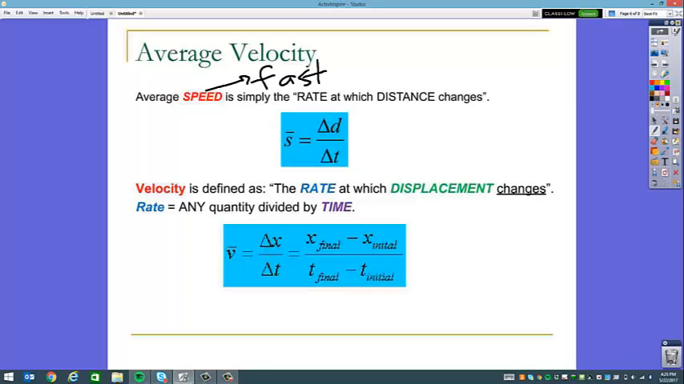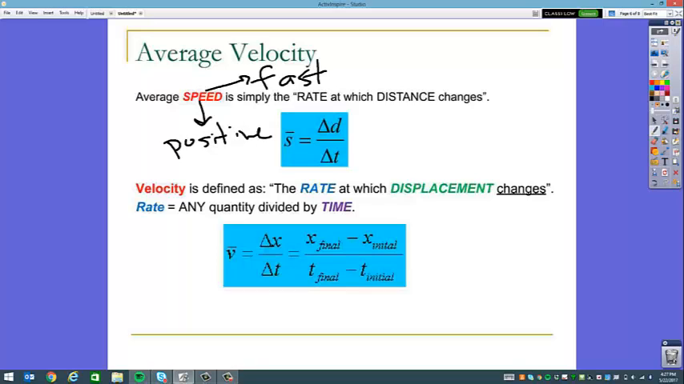In today's society, we use speed and velocity interchangeably. They are not the same thing. Your speed is looking at the rate at which your distance changes. Since distance is not based on direction, that means speed is not based on direction. Okay, so your speed is always going to be a positive value.